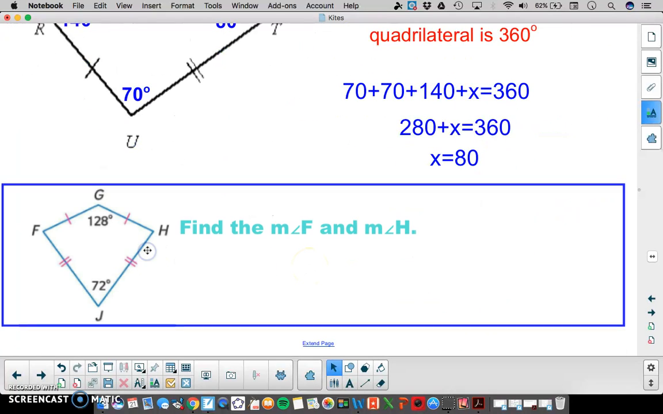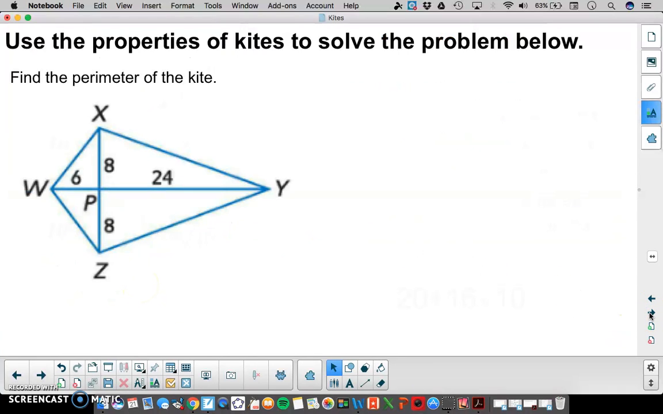And I have an example down here that I want you guys to try. Find the measure of angle F and the measure of angle H. Notice you're given 128 degrees for angle G and 72 degrees for angle J. We're going to use the properties of kites to solve this problem. Find the perimeter of kite WXYZ. Notice that we are given some measures here. PW is 6, XP is 8, PZ is 8, and PY is 24.